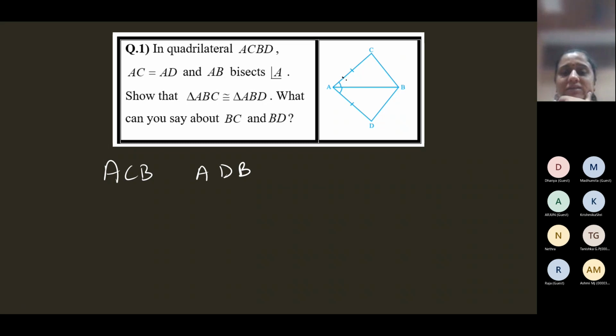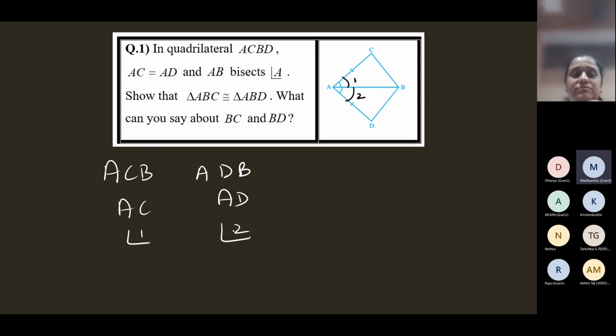Let me just number the angles. Let me call this angle 1 and angle 2. AC is equal to AD, ma'am, because it's given. Correct. And angle 1 is equal to angle 2, and that is also given, ma'am. Correct. And also AB is equal to AB because it's a common side.